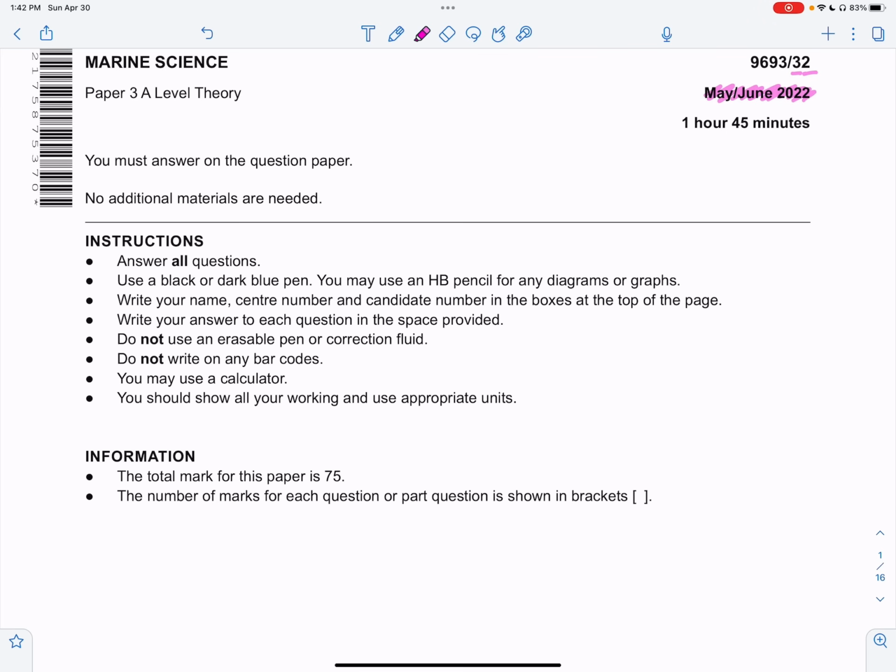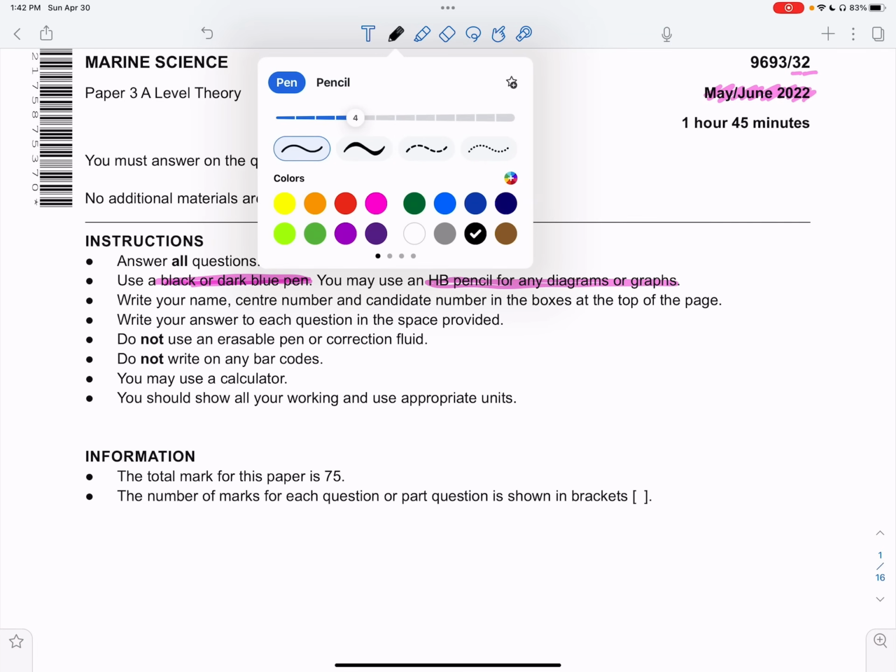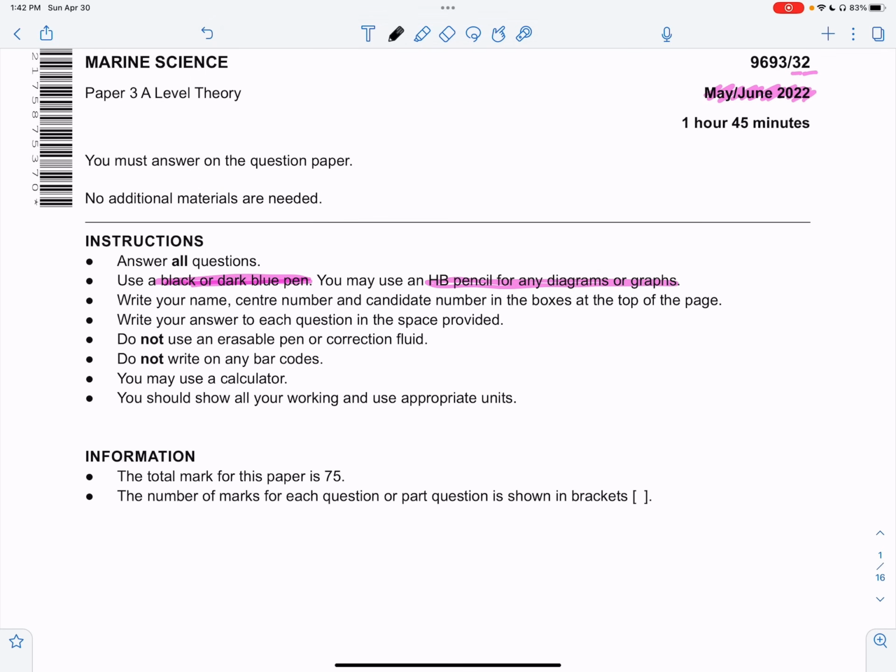As always, use dark black or blue pen, not a gel pen because it could smear, and pencil for any diagrams or graphs or anything that you need to label. A bit bigger. Okay.